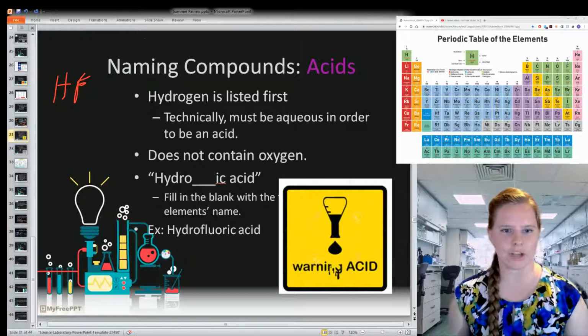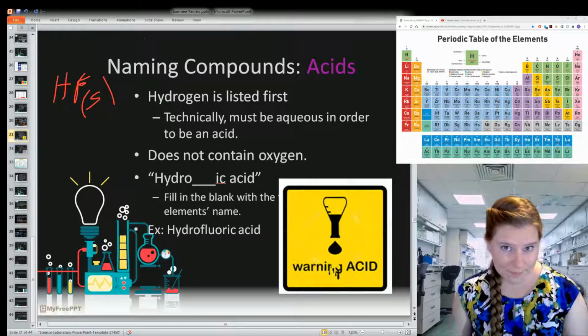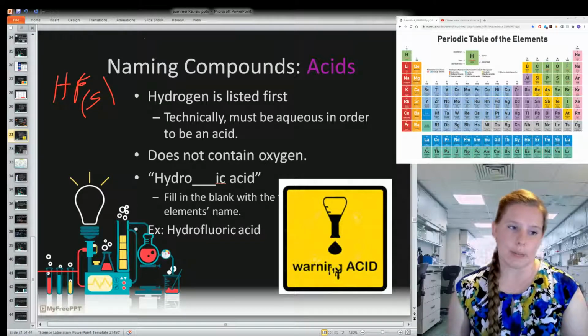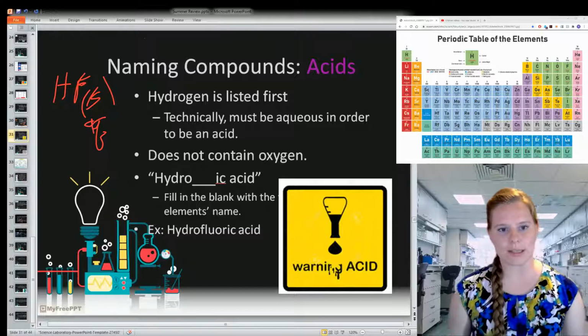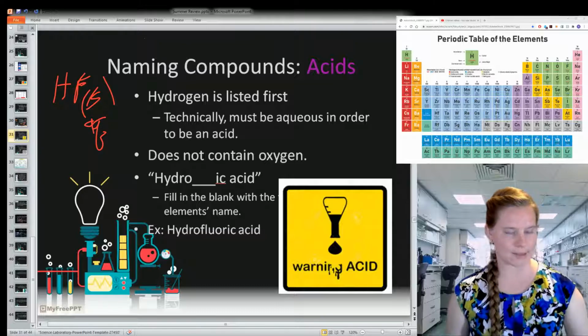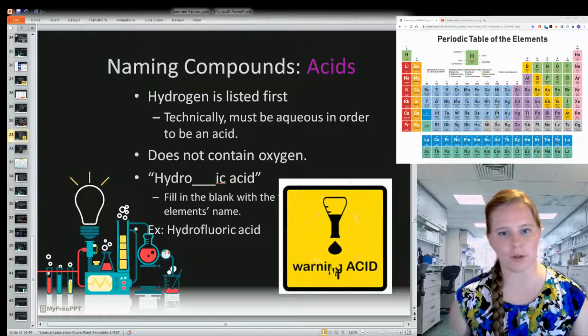So technically, HF, if this was a solid, this would be hydrogen fluoride. You name it like that, but if it's aqueous, so if that's an aq, then that would be an acid. It's hydrofluoric acid. Okay, these are fun to name, so they don't have oxygen.